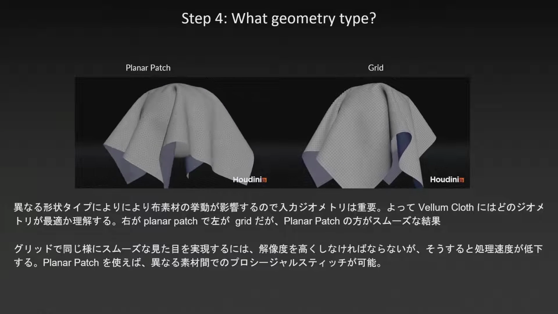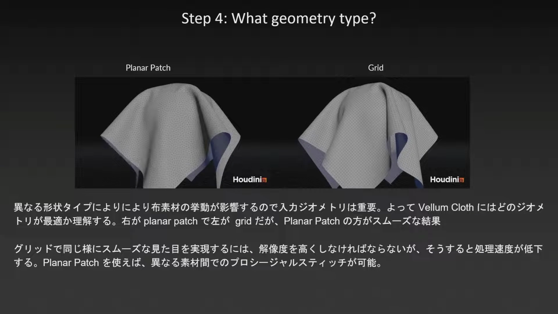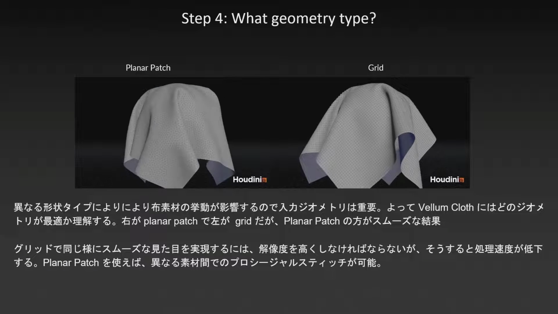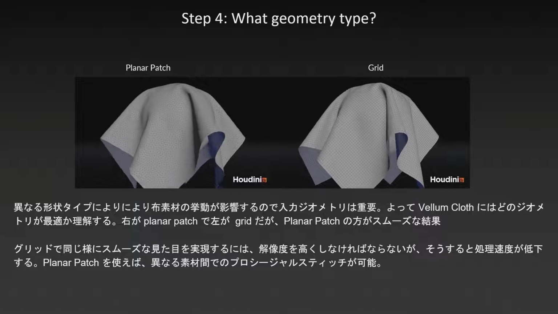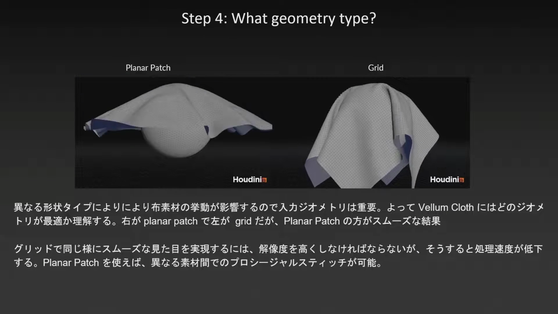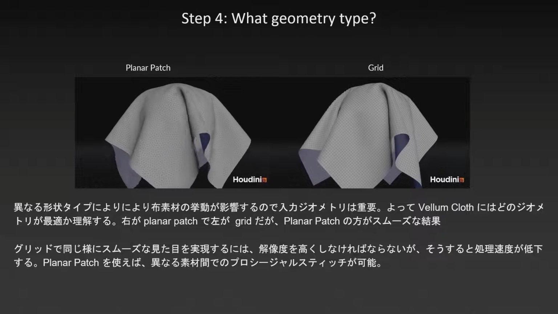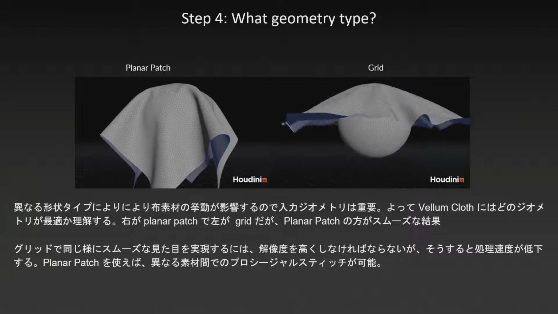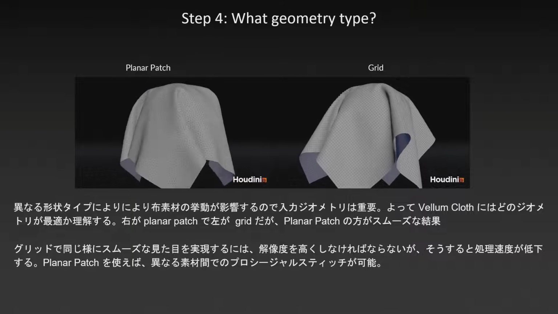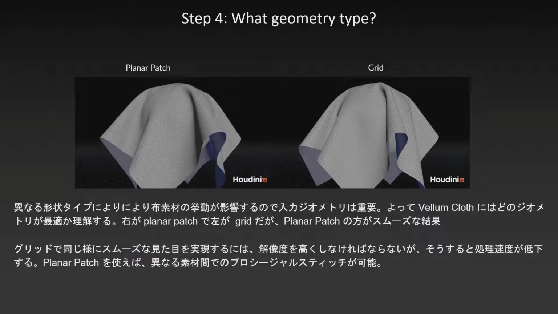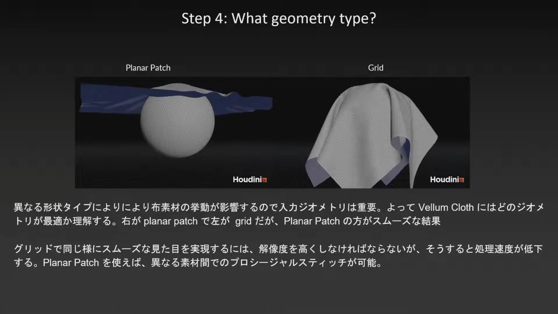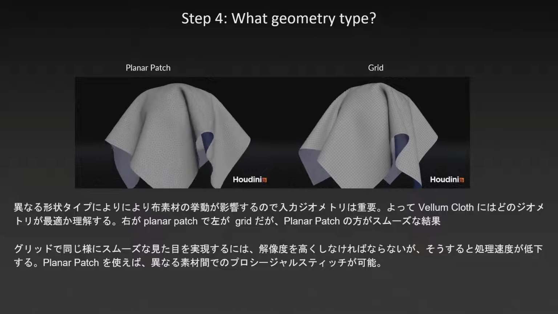Here we have an example of a cloth simulation constructed with a planar patch and with a grid, both at similar resolutions at around 10,000 points. You can see here that the planar patch achieves smoother results, while the grid creates some stepping along its creases in the cloth. Apologies, the labels here are reversed: the planar patch is on the left and the grid is on the right, and you can see the grid produces more jagged results.